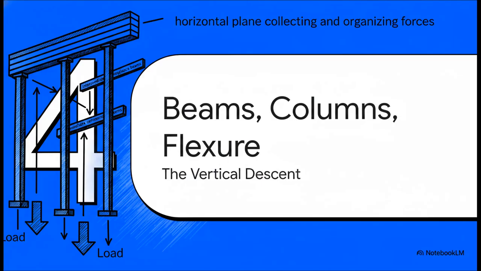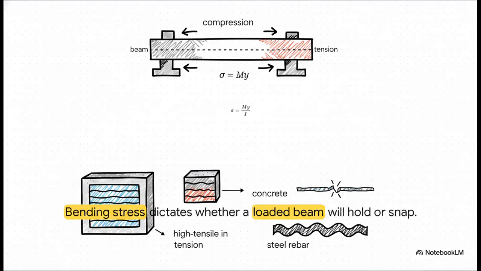Moving on to Section 4. Beams, columns, and flexure, the vertical descent. Once that horizontal plane organizes the forces, the load transfers straight into the beams and columns. And inside the beam, extreme flexural physics take over. When a beam is loaded, it naturally wants to sag. The top fibers are brutally compressed, while the bottom fibers are stretched in tension.